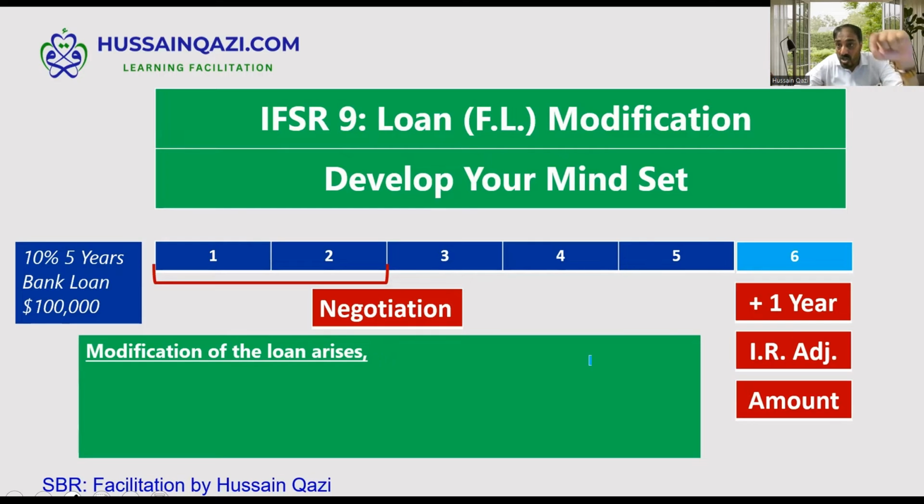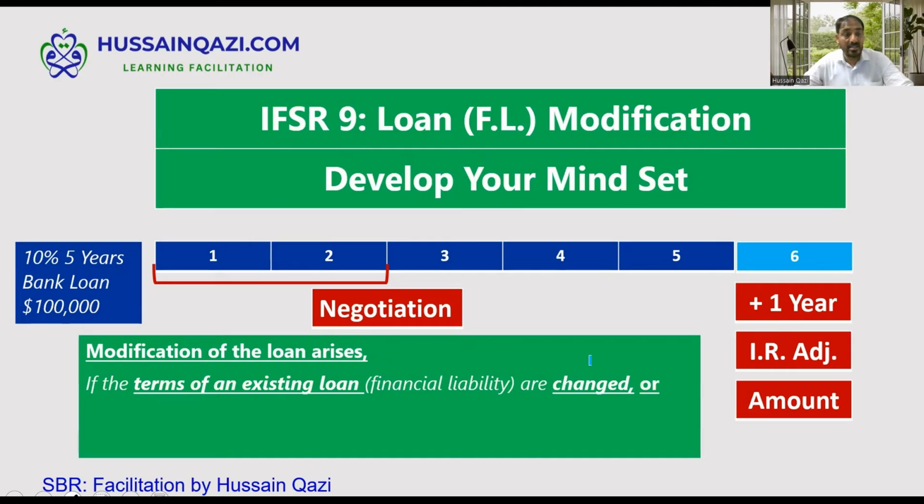IFRS 9 says that modification of a loan arises if the terms of an existing loan, that is a financial liability, are changed. Terms include duration, interest rate, and principal amount. Change means increase or decrease. Interest rate increase or decrease, it depends on negotiation.